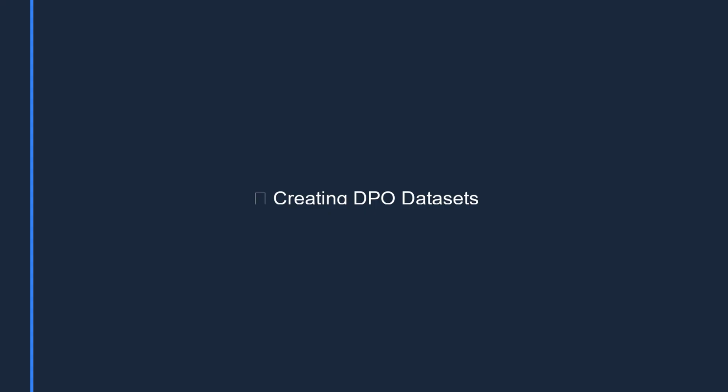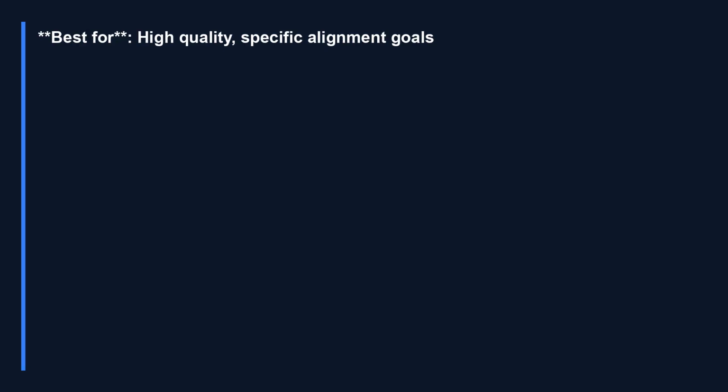Creating DPO datasets. The highest quality approach is writing preference pairs by hand. It's slow, budget 2 to 5 minutes per pair, but every example is exactly what you intended. This method is best when you have a specific alignment goal and you need the model to learn a precise behavior.